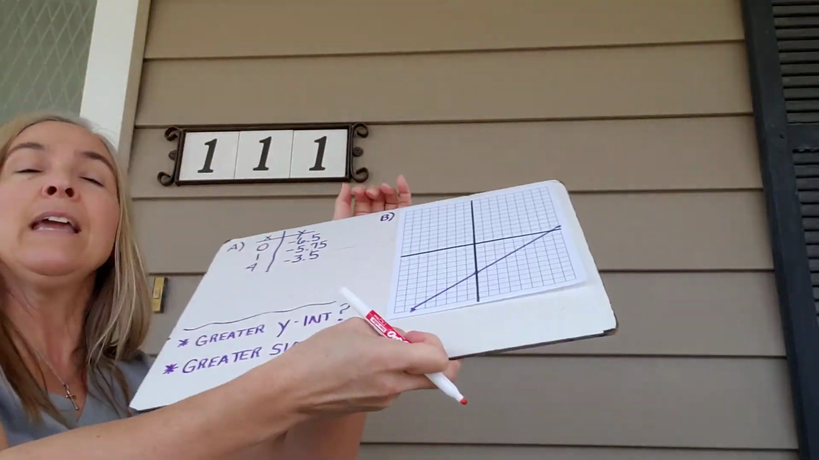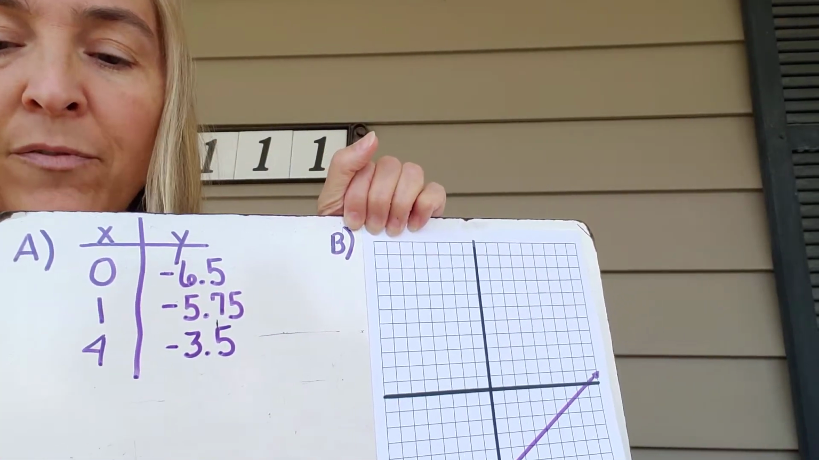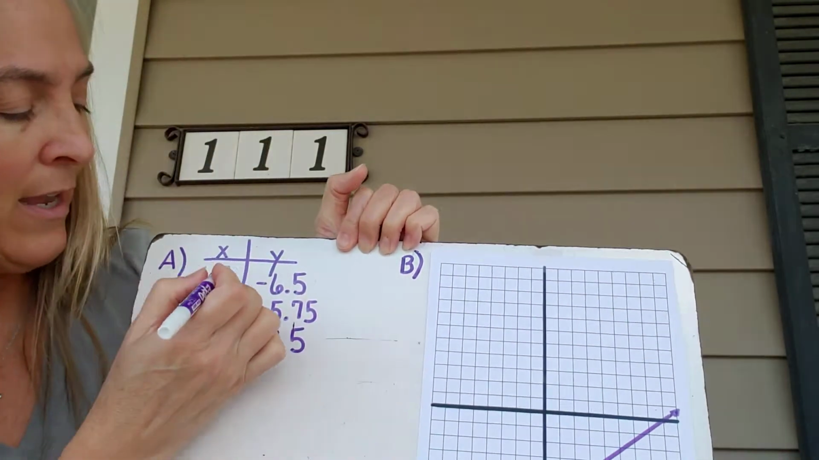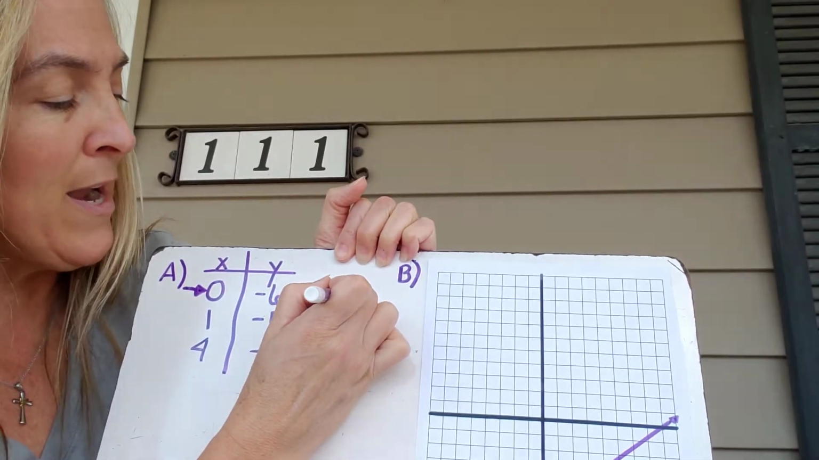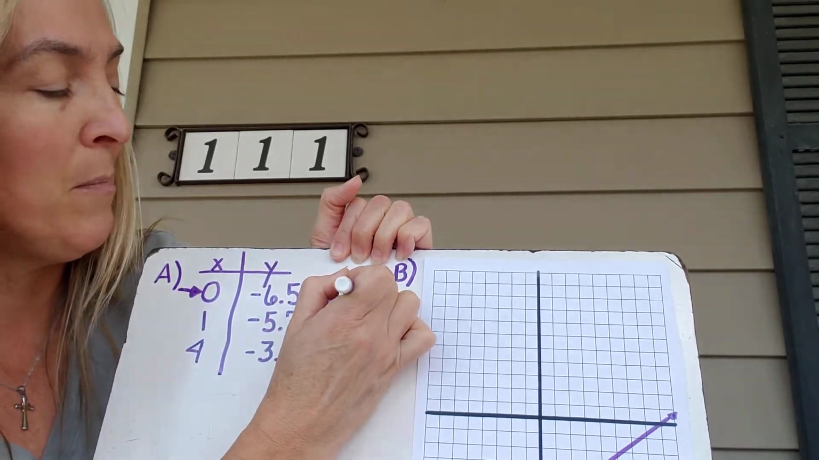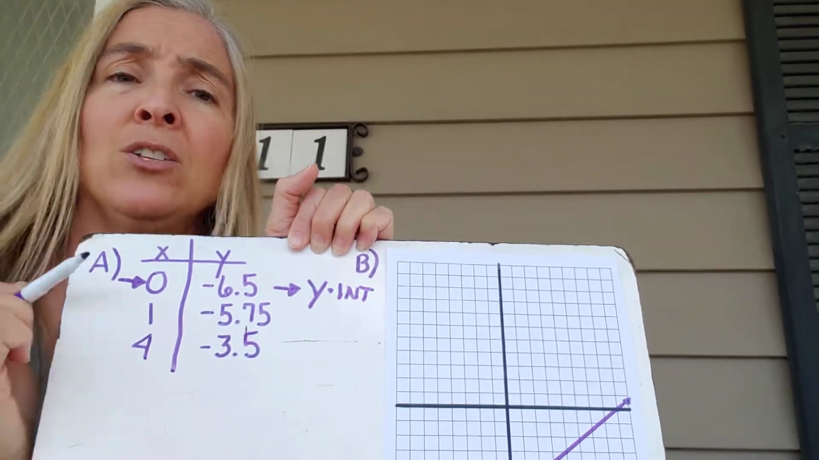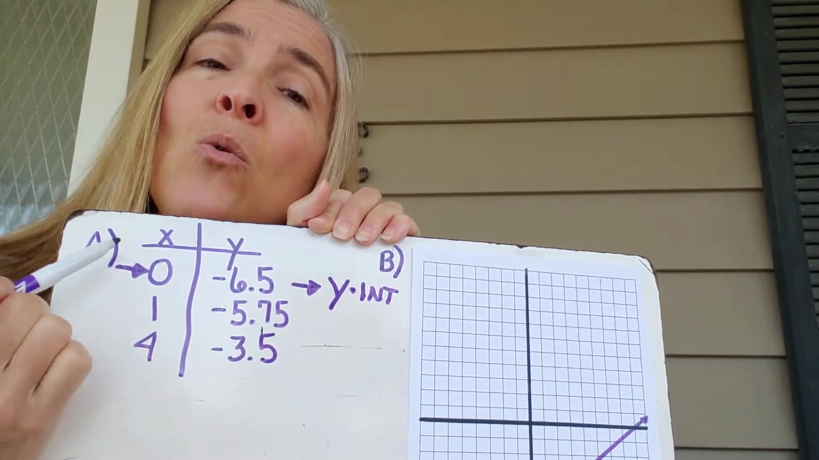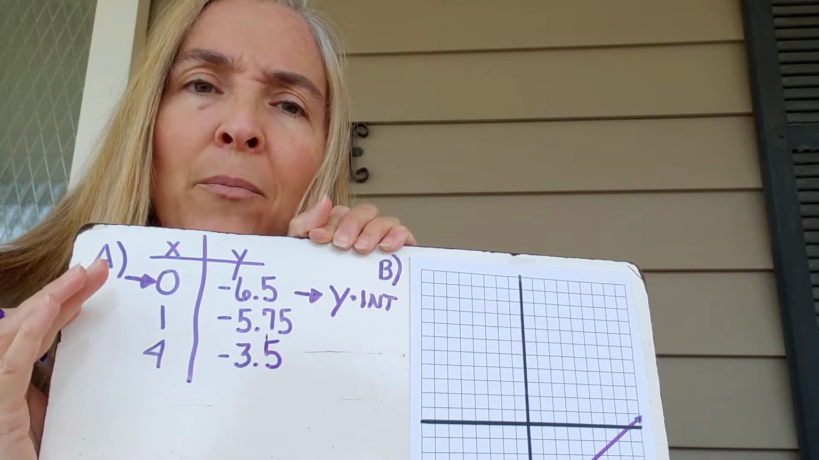Let me do a second one, and it is asking you to compare between a table and a graph. So as you look at the table, hey, look, here's my x equals 0. This right here has to be my y-intercept. And that's pretty great that they just give that to you. I checked on Khan Academy. They give it to you every time. So when x is 0, there is your y-intercept right there.